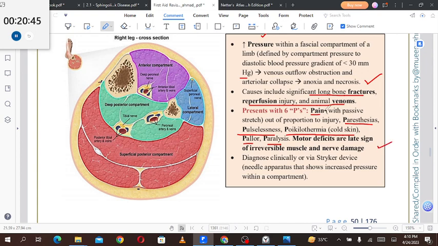So what are the 6 P's? Pain, paresthesias, pulselessness, poikilothermia, pallor, and paralysis. So remember these 6 P's in a compartment syndrome, either in the upper limb or lower limb. Diagnosed clinically or via a Stryker device, a needle apparatus that shows the increased pressure within a compartment.